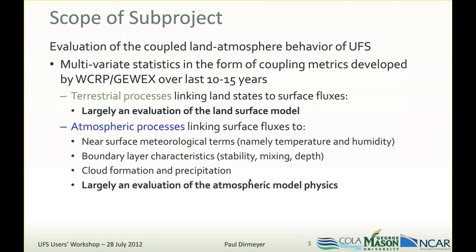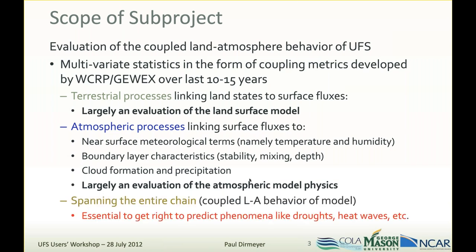Atmospheric processes link those surface fluxes, the next level up, to the near-surface meteorological terms like 2-meter temperature and humidity, boundary layer characteristics, the stability of the vertical profile, mixing rates, the depth of the daytime growing boundary layer, ultimately cloud formation and precipitation. And this is largely an evaluation of the atmospheric model physics, especially boundary layer processes, but also convective parameterizations when those are in play, even cloud microphysics, turbulence, all that good stuff.